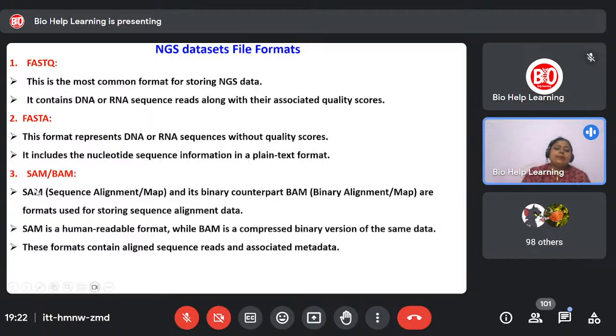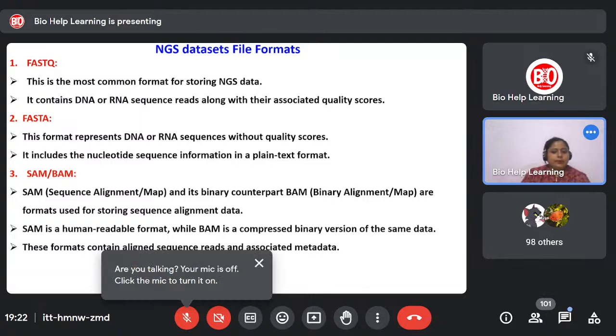Third one is SAM or BAM. SAM stands for Sequence Alignment Map, and its binary counterpart, BAM, stands for Binary Alignment Map, and these are the formats storing the sequence alignment data. See, SAM is the human readable format, while BAM is the machine related, as the name suggests, binary version of the same data. So these formats contain the aligned sequence reads and associated metadata.